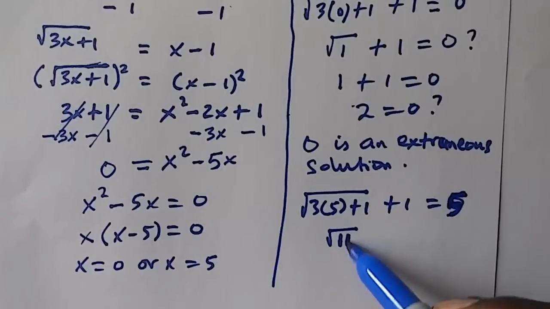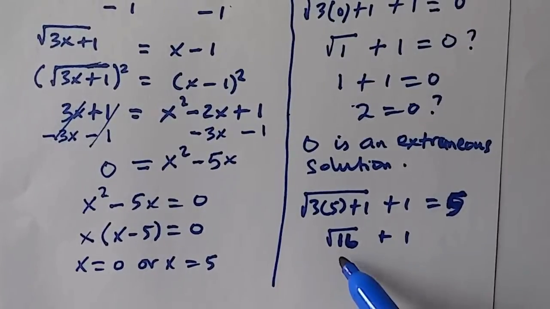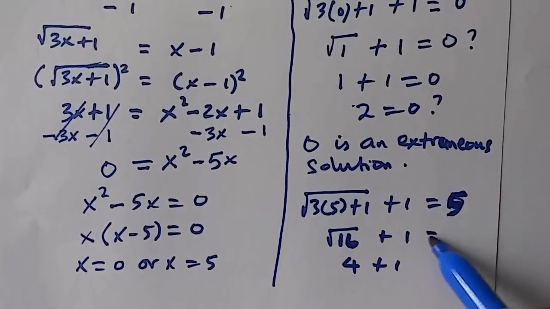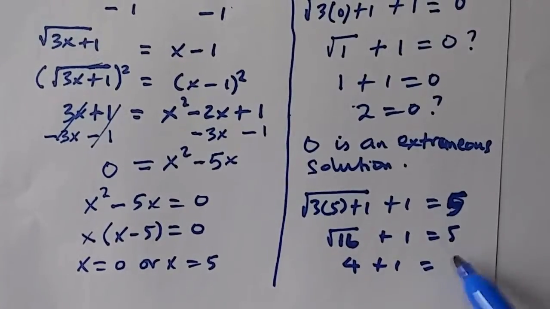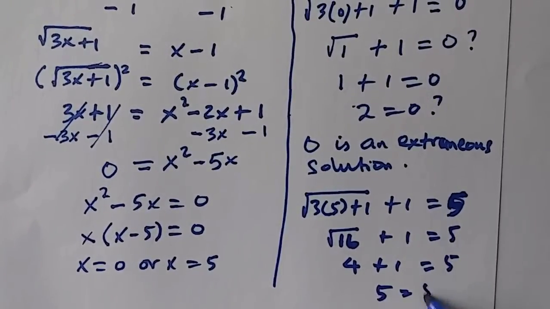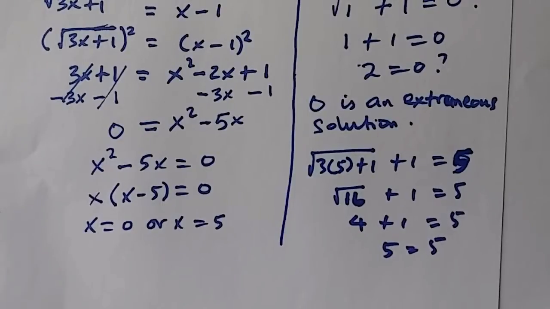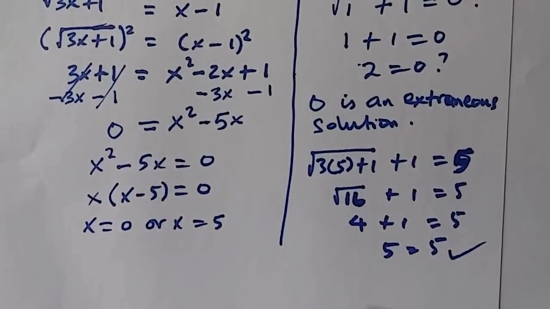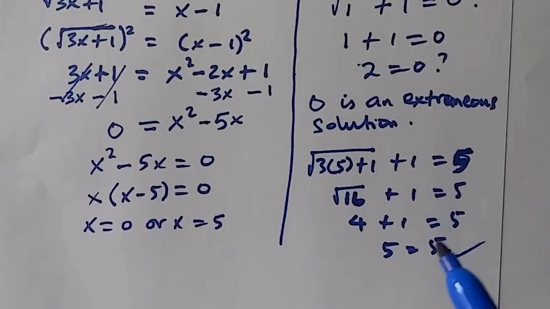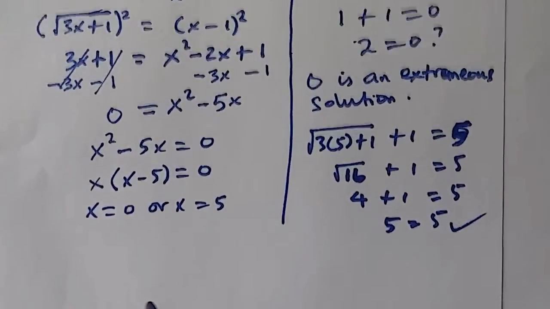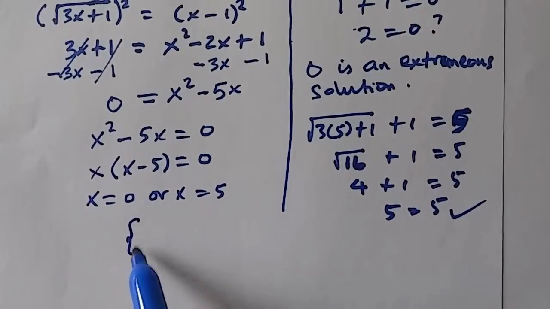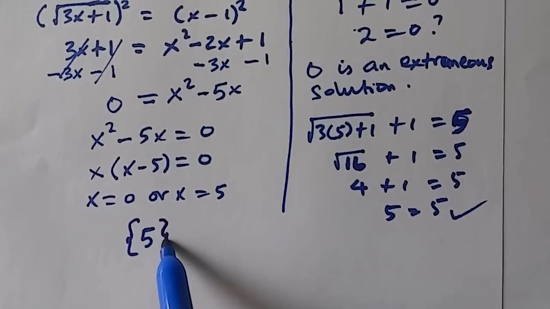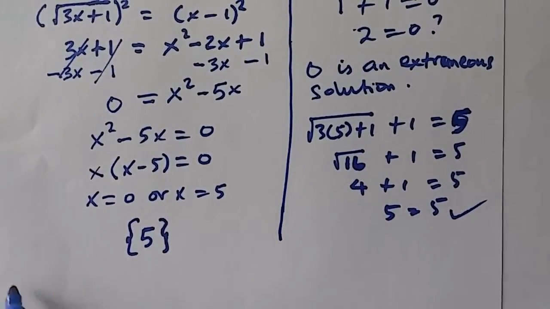All right, 16 and then plus 1. Square root of 16 is 4. 4 plus 1 is equal to 5. 5 equals 5. So that means it's actually true. So 5 is a solution. 0 is not. So we're going to write our final answer in set notation. 5 is the only solution. And that's our answer right there. 5 is the only solution.